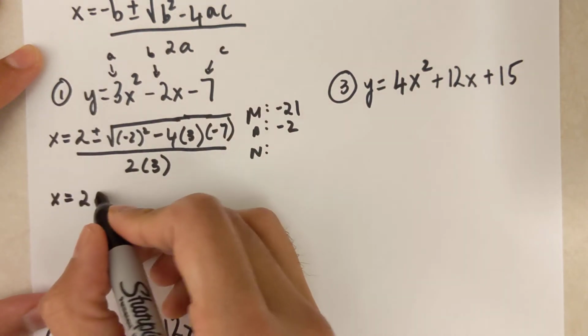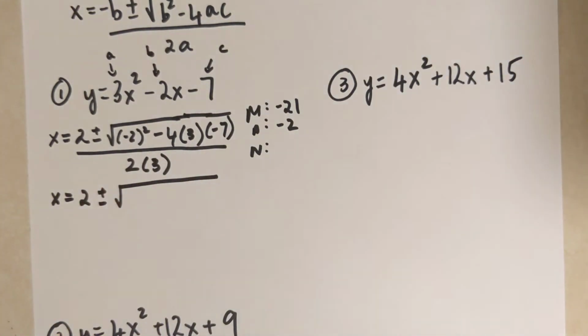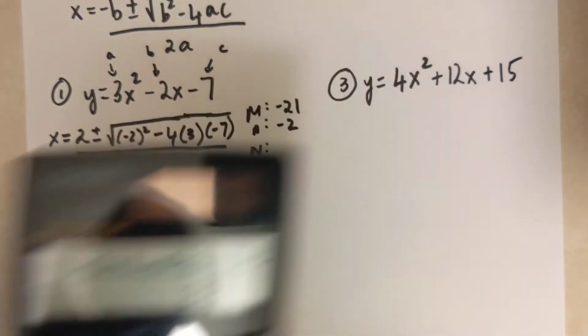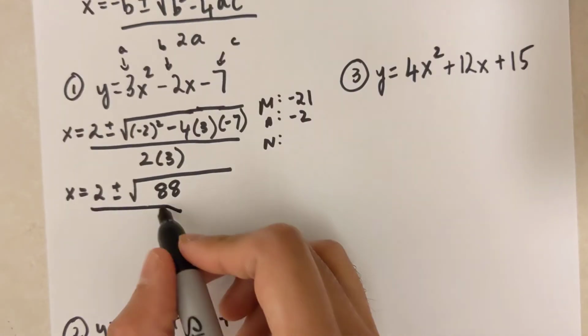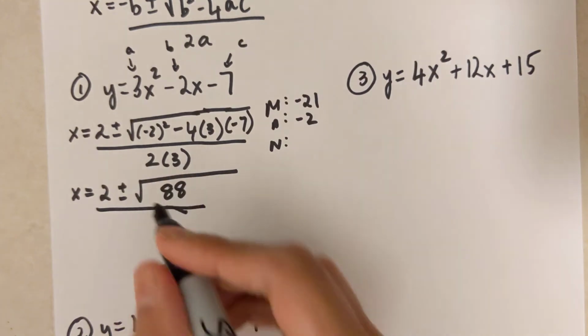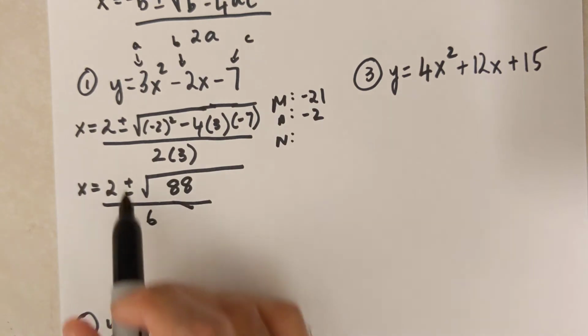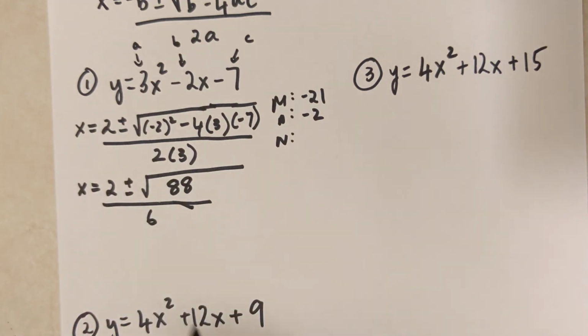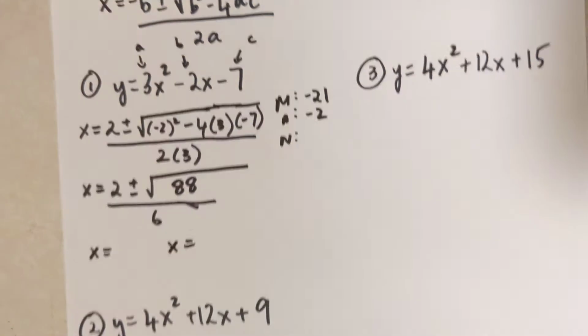So in my first step, I like to substitute all the values in. In the second step, I'm going to enter this whole thing in my calculator. So negative 2 square minus 4 times 3 times negative 7, that gives me 88. So I do that whole calculation in one step, and then I'll do the bottom multiplication in the same step as well. 2 times 3 is 6. Now I'm going to enter this whole thing into my calculator. I'll show you how to do the plus and minus as well. We're basically going to have two different solutions in this case.